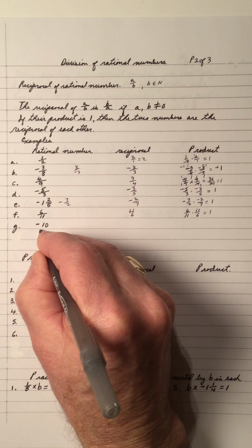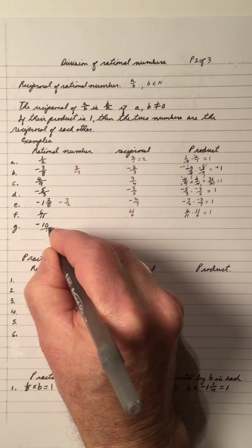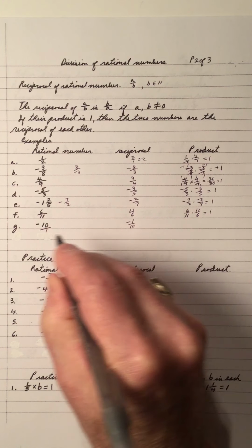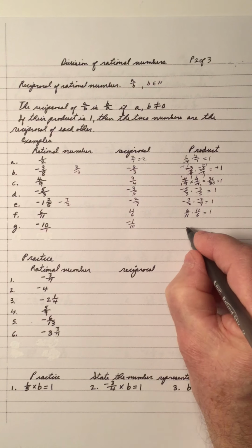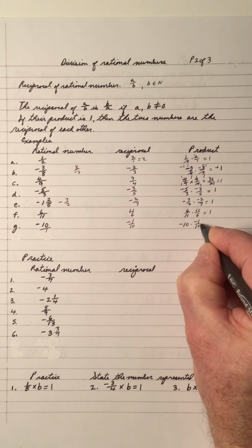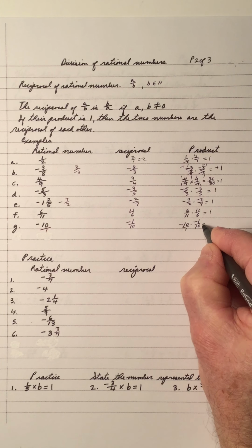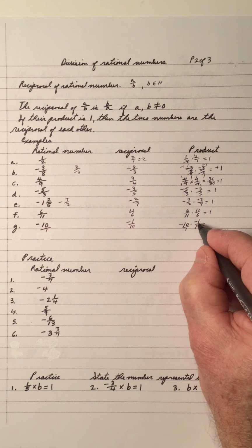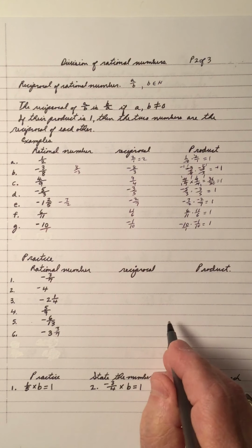Negative 10 is understood to be negative 10 over 1. If you do that as a fraction first, the reciprocal of negative 10 is negative 1 over 10. And negative 10 times negative 1 over 10, notice you put it over 1, you'll get 10 over 10, which is 1 when you reduce, or you can cancel, and you'll get 1.